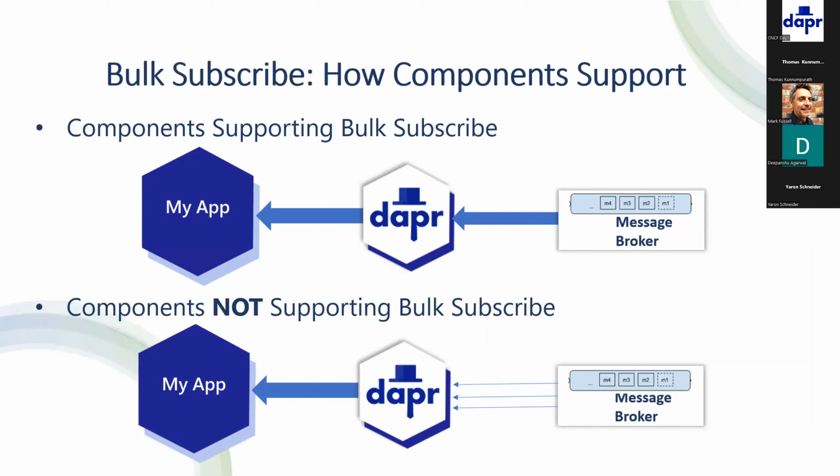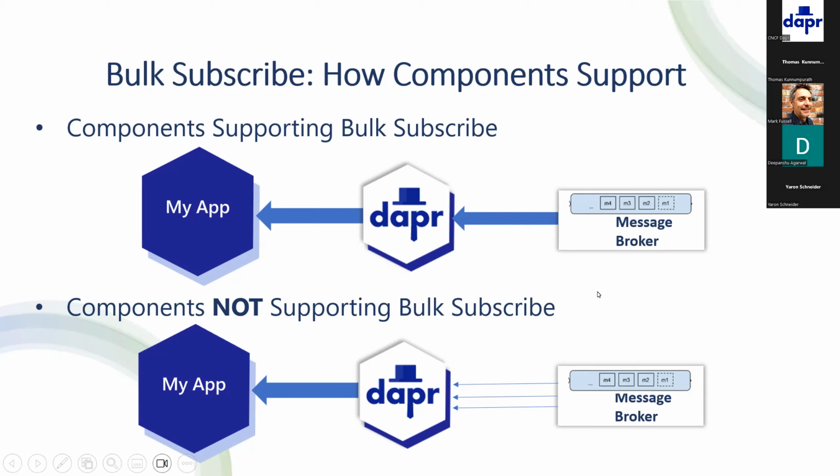Similarly, like we saw for bulk publish, bulk subscribe will also behave the same way. If a particular component supports bulk subscribe, then we would be able to receive bulk events in the communication between the message broker and Dapr. But if the component does not support bulk subscribe, the messages will be received by the Dapr sidecar one by one. But still, between the app and the Dapr sidecar, there will be increased throughput and better latencies.